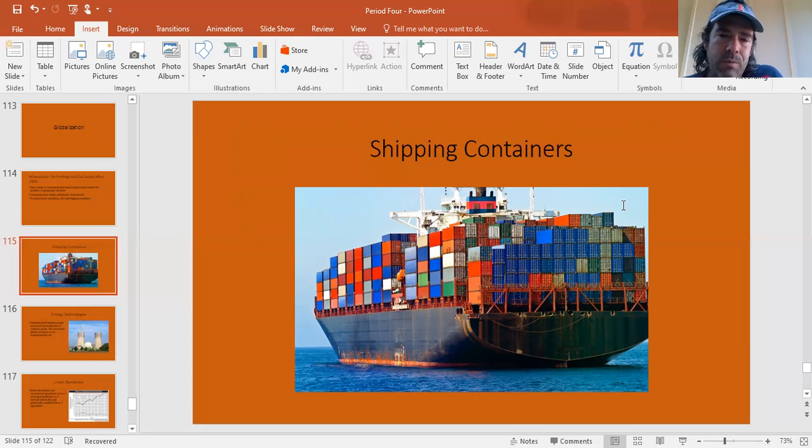We said in period one and two, the only goods that could be exchanged long distances were luxury goods, goods that were very, very valuable because it would take months and months. Now we trade very fundamentally basic things, long distances, because transportation is so cheap. And one of the reasons for that is these shipping containers.